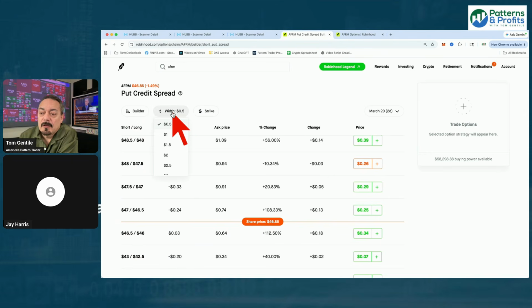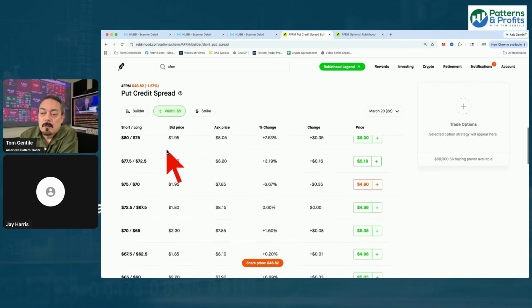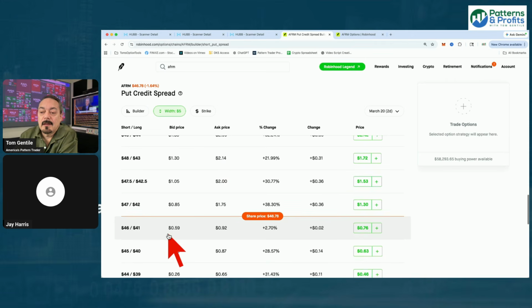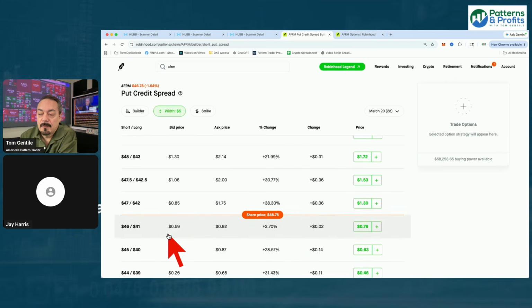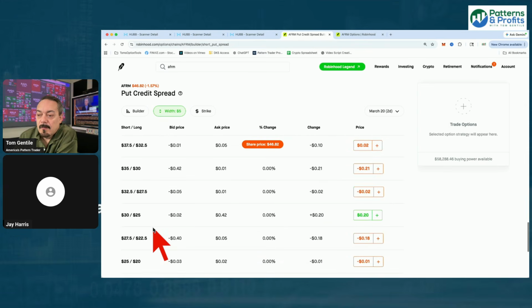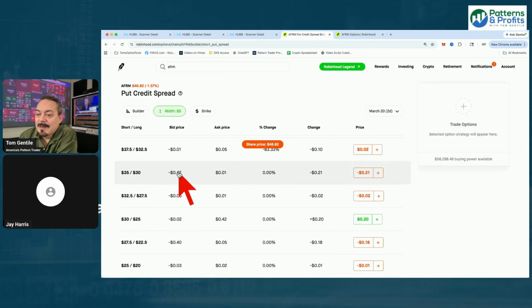More than likely, I'm going to look at the $5 spread. I could look at a $4 or $3 spread, but if you're using round numbers like 35/30, it's going to give you lower slippage than using a 35/31. I like to keep things as close to rounded off as possible. So let's come on down and take a look at the 35/30. There's the 35/30. Now that's only going for 21 cents.